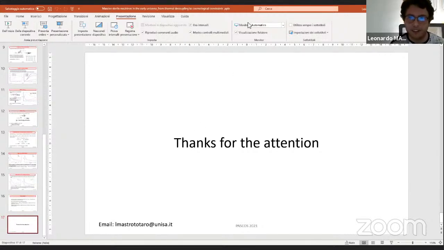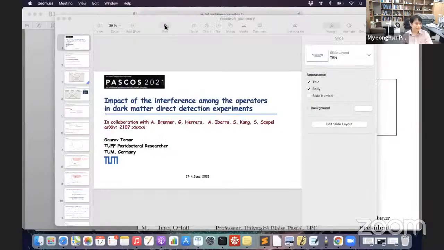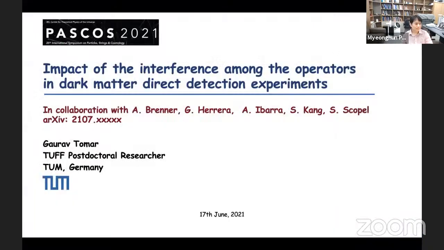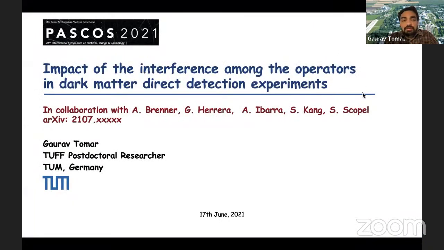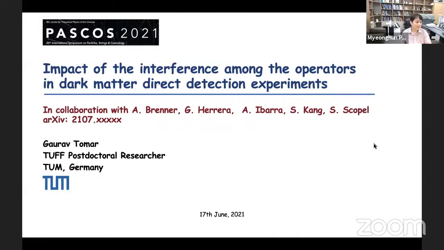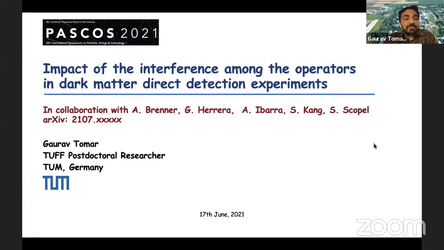Okay, thank you. Next talk is the impact of the operator interference in the dark matter direct detection experiment by Gaurav. Gaurav? Yeah, thank you. Okay, so can you start? Yes, I'm sharing my screen now. Is the screen visible? Yes, very good. Perfect.